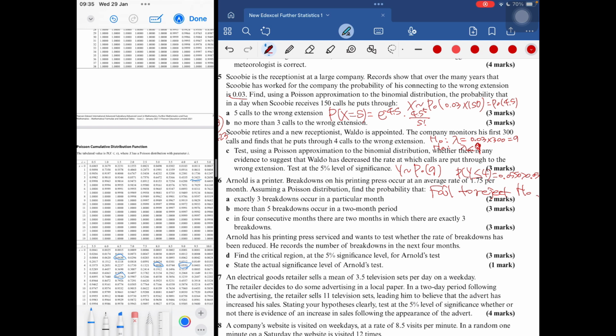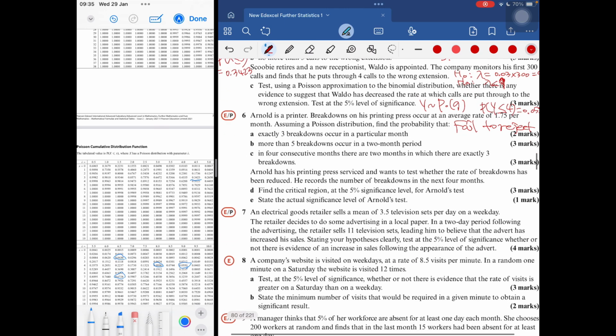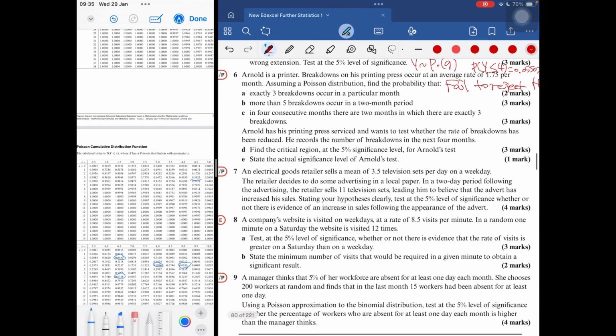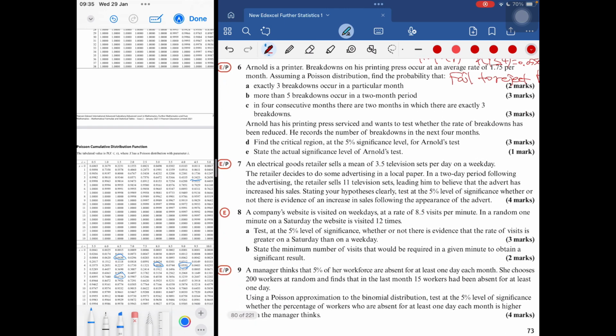So there is no sufficient evidence to suggest that Waldo has decreased the rate at which calls are put through to the wrong extension. Number 6. Arnold is a printer. Break down his printing press. Average rate of 1.75 per month.